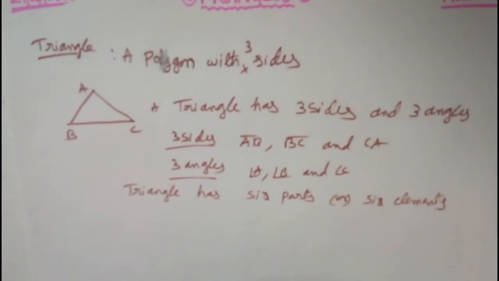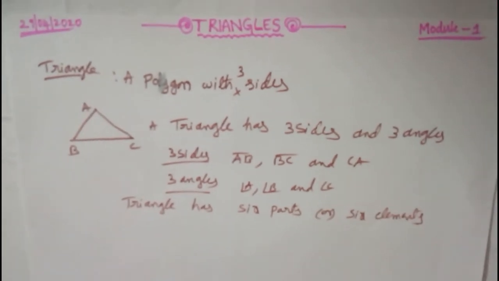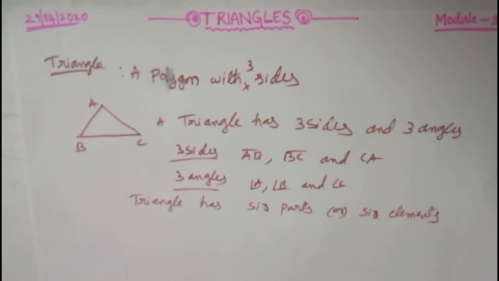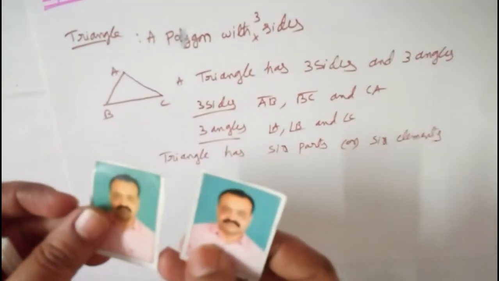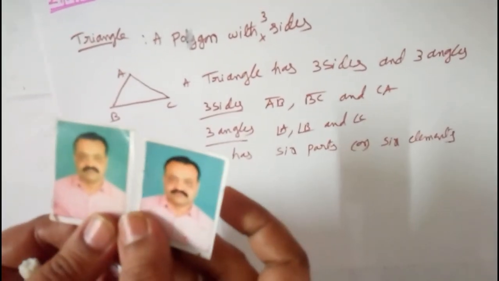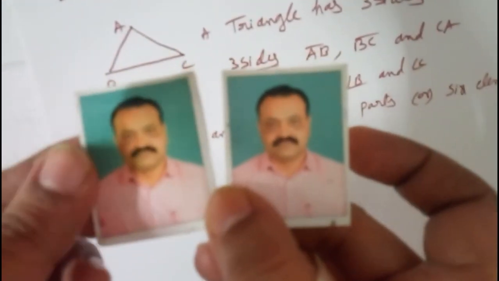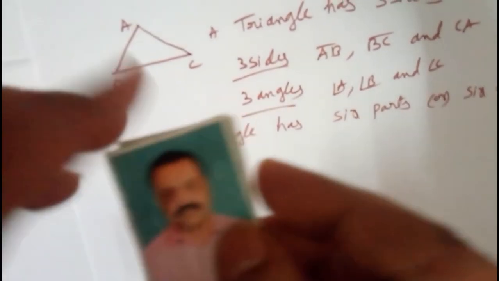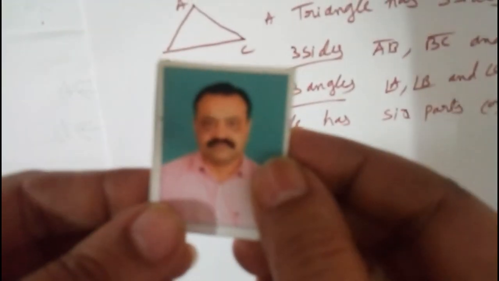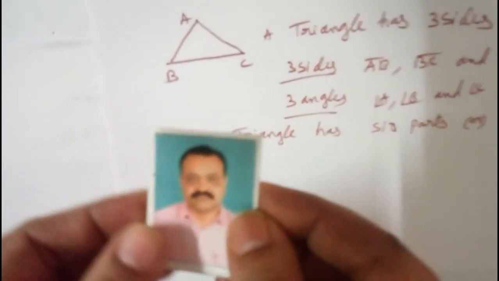We know that two copies of the same photograph. Now see, these are the two copies of a photograph of the same size. If you put one on another, these two will coincide with each other. So these two photographs are identical.